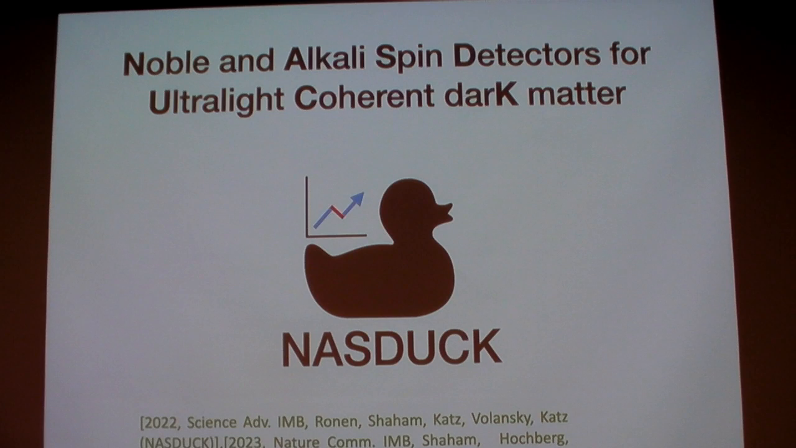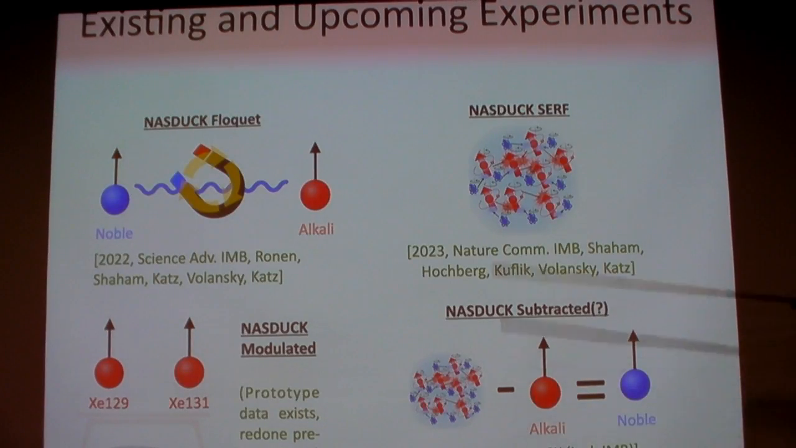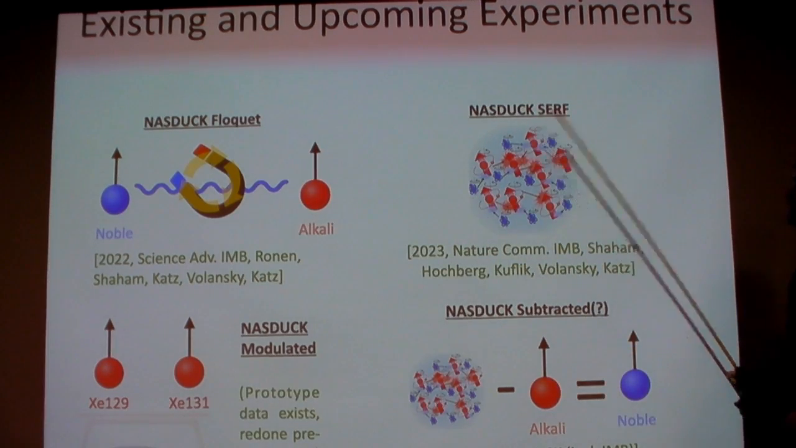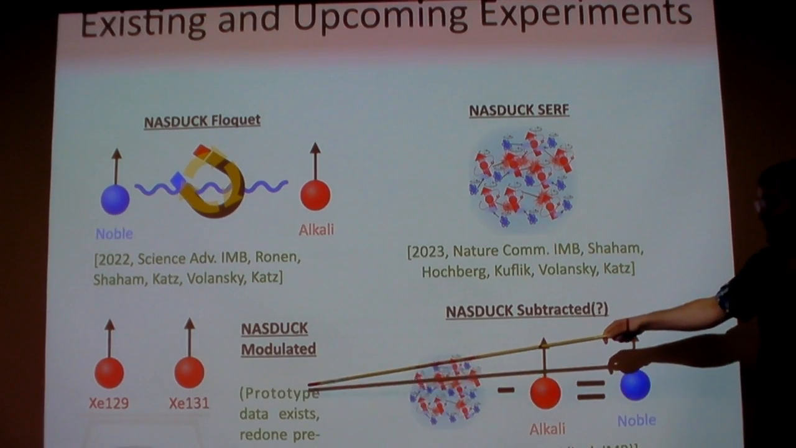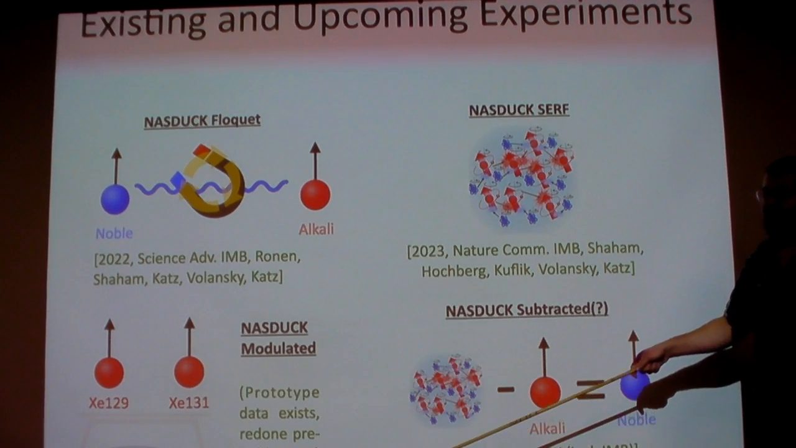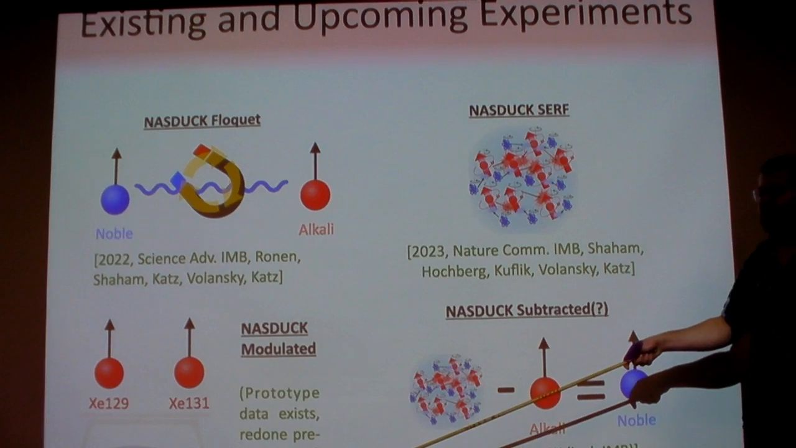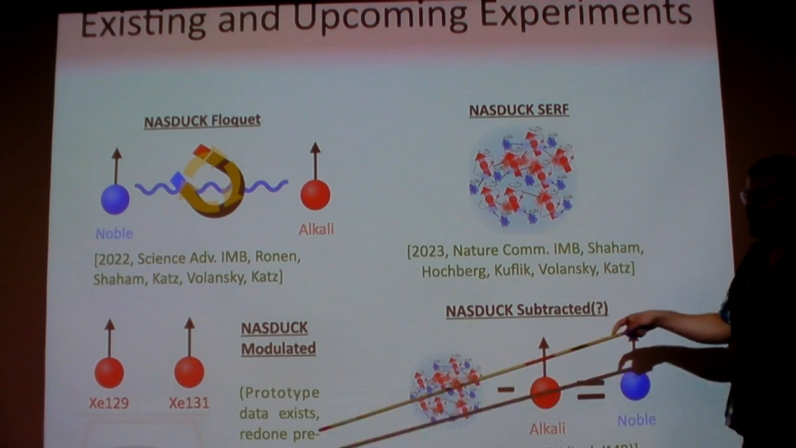And now that we are armed with our knowledge of spin-based magnetometry, we're only going to need to understand essentially the problem, and then I'm going to briefly explain how we solve them and show you the results of these detectors. So, these are the existing and upcoming experiments of NASDUCK. There's NASDUCK Bloch, which was our first result, NASDUCK Surf, NASDUCK Modulated, and NASDUCK Subtracted. NASDUCK Modulated, admittedly we have prototype data, but it seems like some cables were disconnected during the measurement, and there's a very specific thing we need to make this detector.